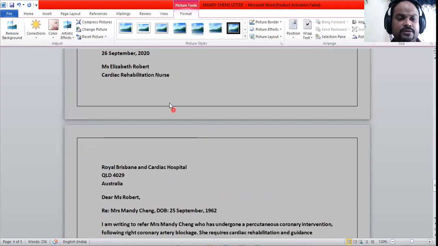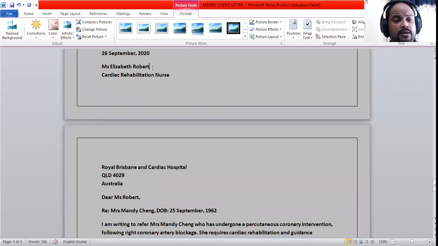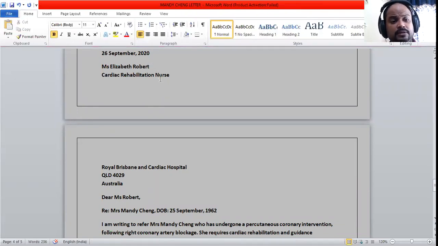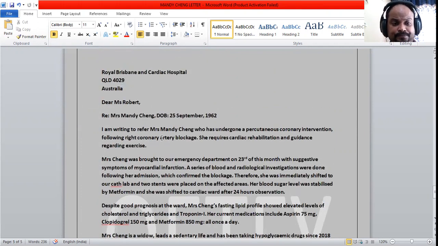So 26 September, that is the date. Miss Elizabeth Robert, that is the addressee. Cardiac rehabilitation nurse, Royal Brisbane Hospital, QLD, Australia. Dear Miss Robert, yes. Reference Mrs. Mandy Cheng, date of birth 25 September 1962.